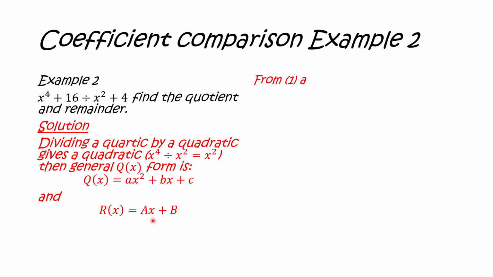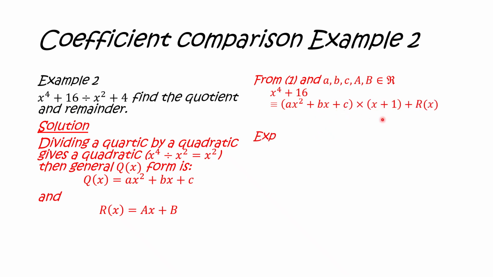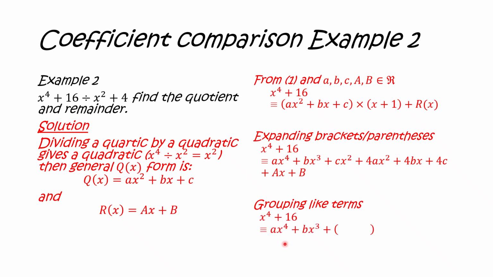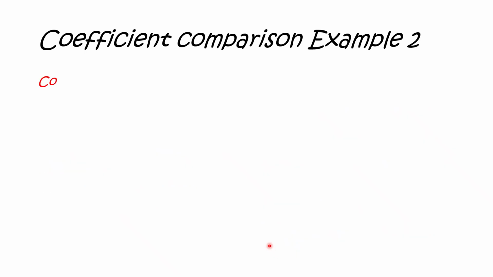Great. So now we substitute this into equation 1. Of course, a, b, c, the small letters, and A, B, the capital letters, are all real numbers. Great. So when we substitute for that, we expand the brackets or parentheses. After expanding the brackets and the parentheses, we move on to group the like terms. After grouping the like terms, what we have is that. Now, we move on to the next step of comparing the coefficients.